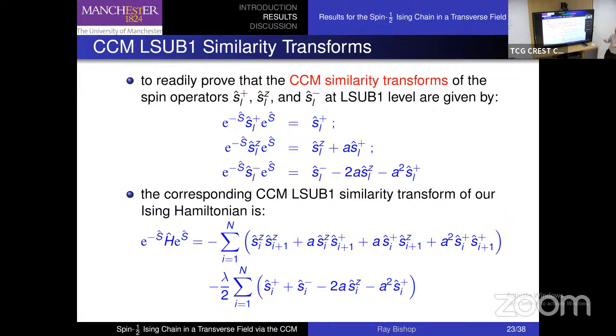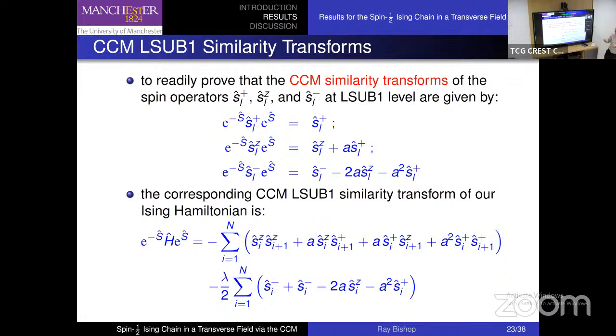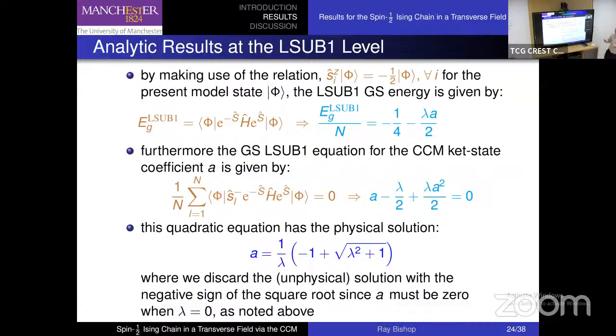And then we've got a bit which is here. And this is minus lambda upon 2 times 2a, that's a, times Siz, which is minus a half. So we should have minus a half lambda a. And there it is.